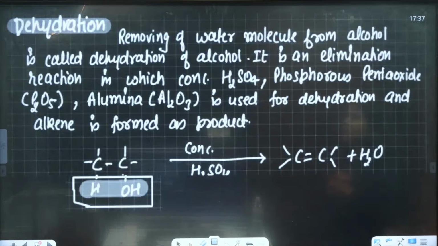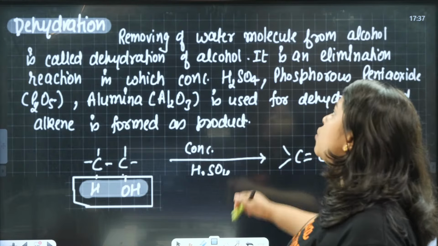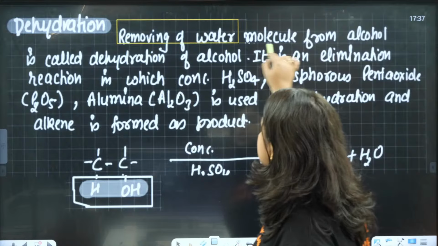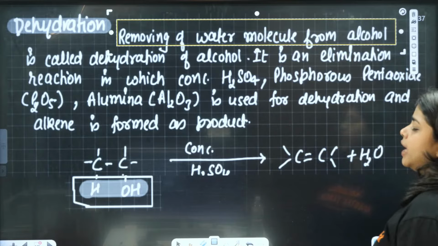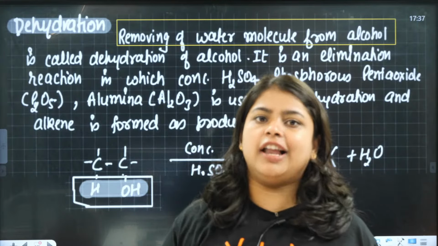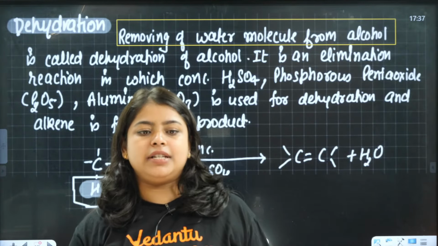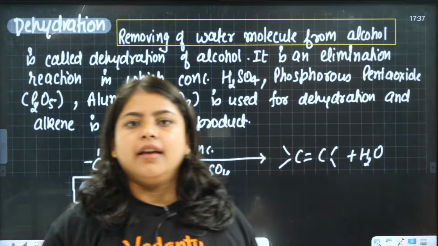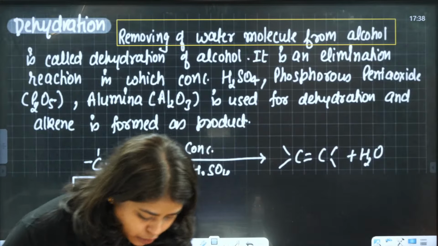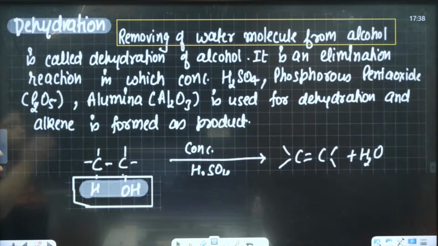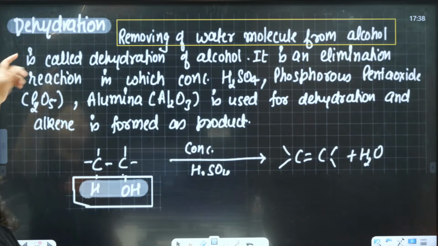Clear? Next comes dehydration. Now, removing of a water molecule from the alcohol. Dehydration is a simple word. What is dehydration? When do we get dehydration? When there is not enough water in our body, the percentage of water is very less in our body, then dehydration happens. Same here: removal of a water molecule from the alcohol. That is actually called dehydration.